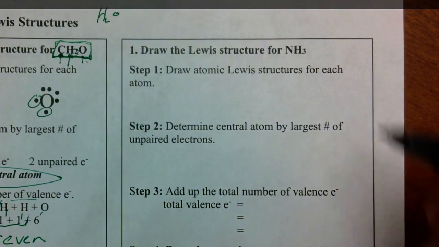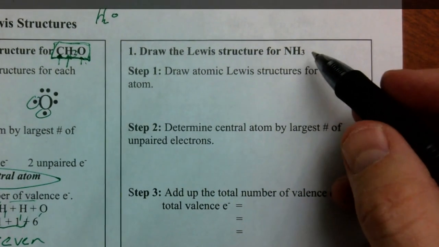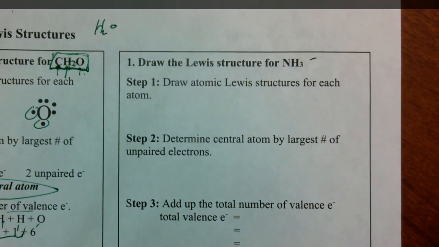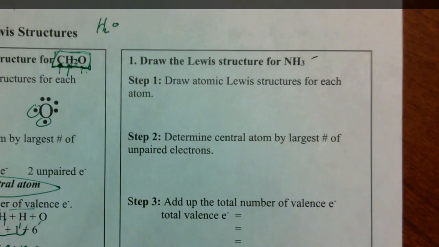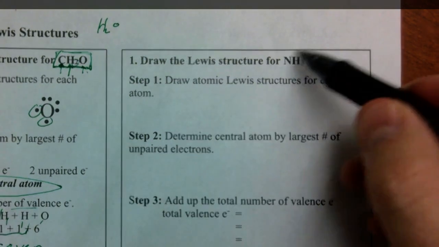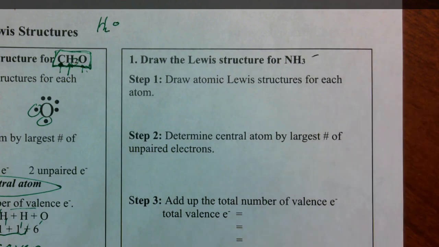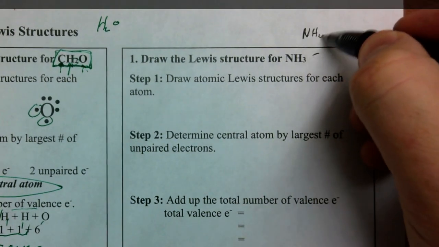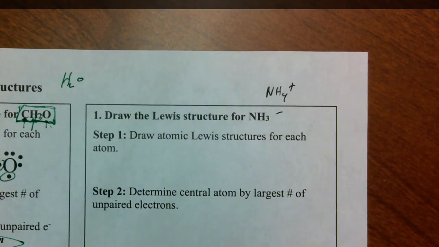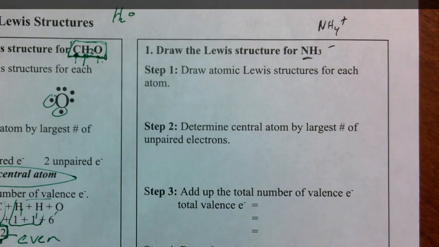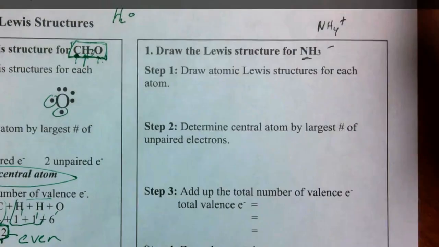Let's go ahead and move to another molecule. This is one of my favorite molecules. It is called ammonia. I think it's fascinating because this is one of the main ways that we make fertilizer from ammonia. You might remember NH4+, which is ammonium. That's one of our polyatomic ions. Ammonia is similar to that, but it doesn't have a charge, so it's not a polyatomic ion.